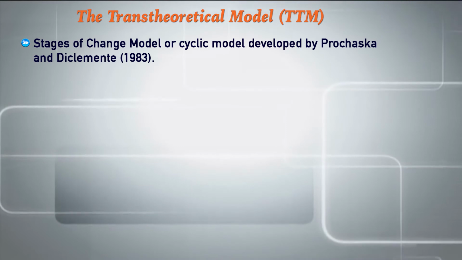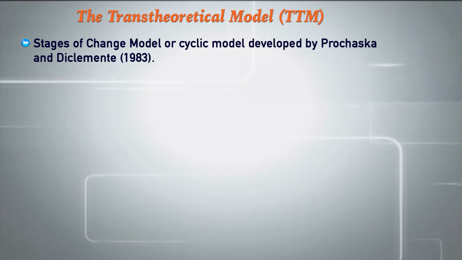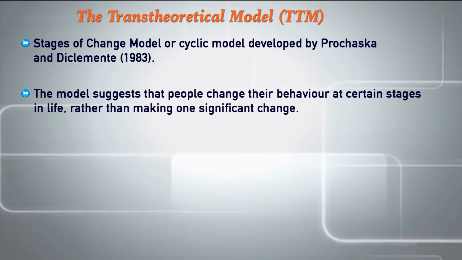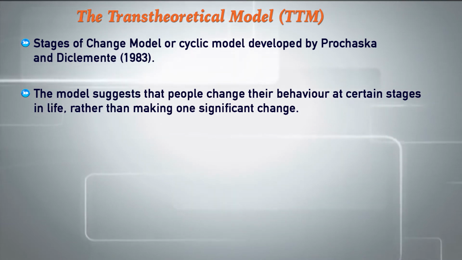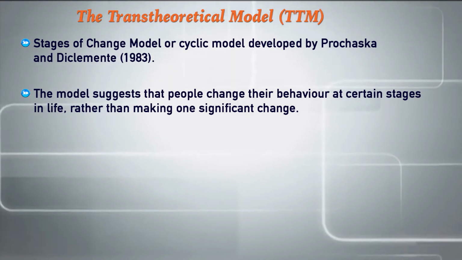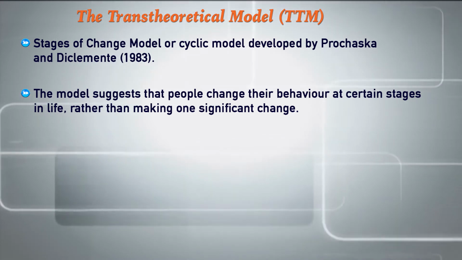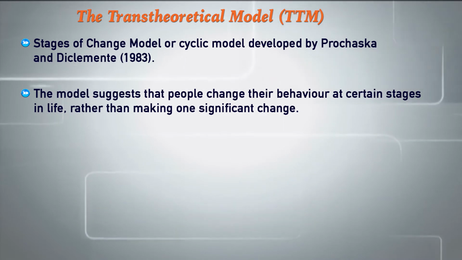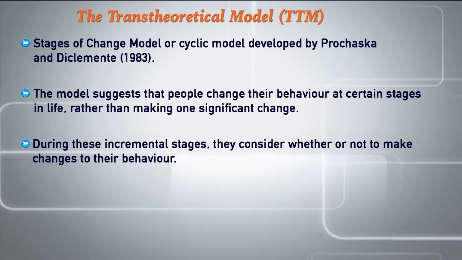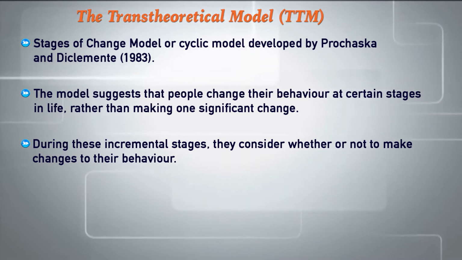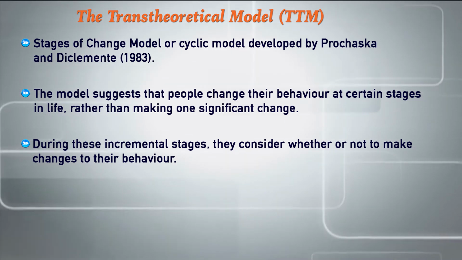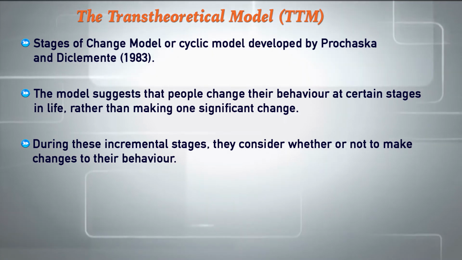The third model that we are explaining is the trans-theoretical model, also known as the change model or cyclic model, and it was developed by Prochaska and DiClemente in 1983. It suggests that people change their behavior at certain stages in life rather than making one significant change. That is, we have already explained that health communication is a process that an individual attains from birth through life. So, there are certain stages in life, and behavioral changes occur in an individual from birth through life.